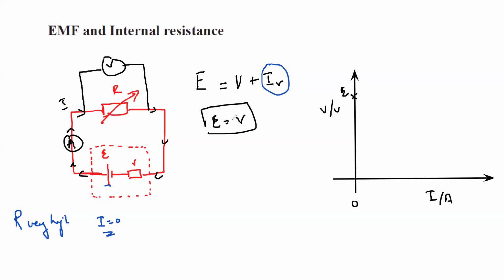Is this first point clear? The voltmeter will record the same value as the EMF. Like on a cell labeled 9 volts, the voltmeter will record 9 volts. Why? Because there is a lost voltage internally only if there is a current from the battery. If there is no current from the battery, the EMF will always be equal to the voltage reading on the voltmeter. Then what happens? We gradually start to reduce the resistance. As we reduce the resistance, we have the formula EMF is equal to V plus Ir.